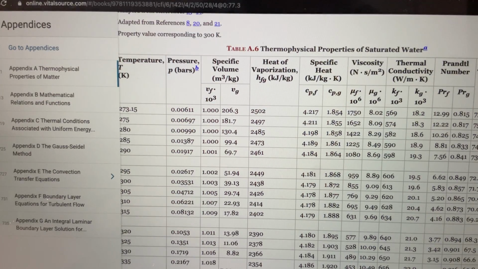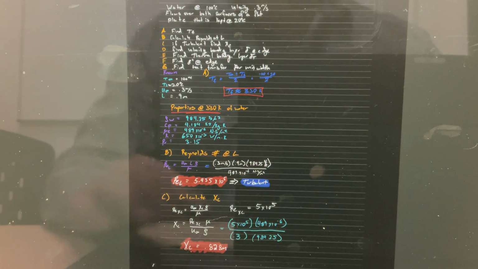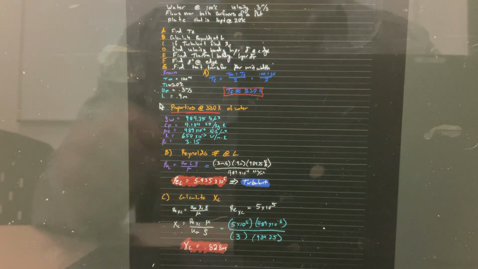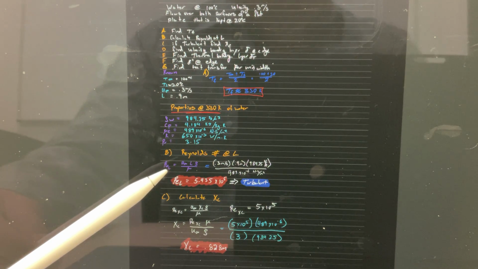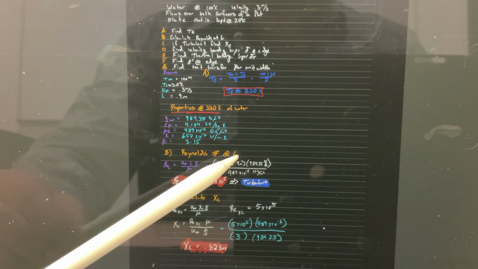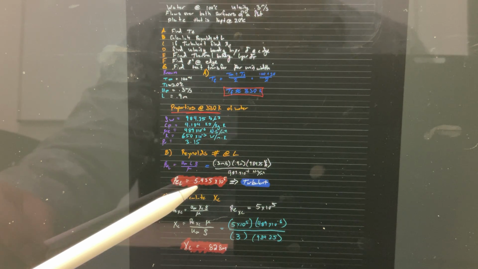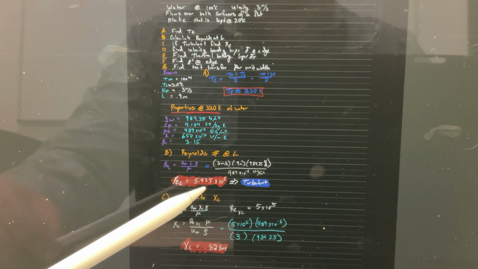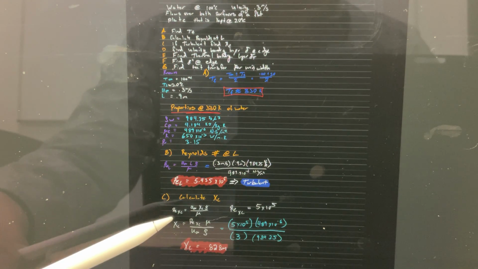Let's get back over to it. So once you find all your values here, you can then start finding the Reynolds number. The Reynolds number at the length L, so you would take your length to be L here. So then you end up with a Reynolds number of 5.435 times 10 to the 5th, which in this case, because it's over 5 times 10 to the 5th, is turbulent. So therefore, we have to calculate the critical value.